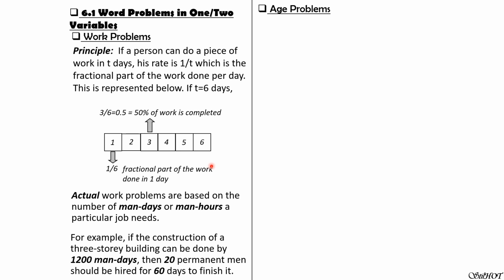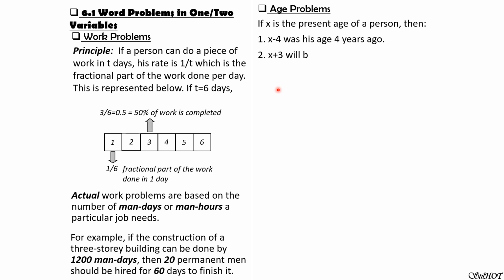Then next, let's have the principle on age problems. So if X is the present age of a person, then these are the common words, phrases on age problems. X minus 4 was his age 4 years ago. So take note of the tenses also. X plus 3 will be his age 3 years from now. And the other way to express that is X plus 3 will be his age 3 years hence.